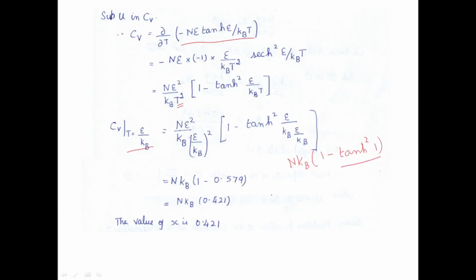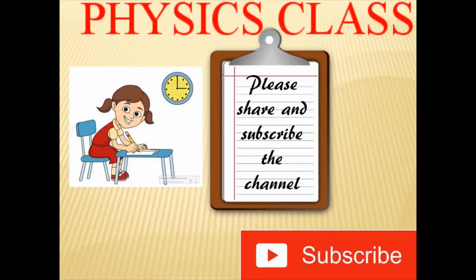In the question, they have already given Cv is equal to x into N kB. Now by comparing these two, we can write the value of x is 0.421.